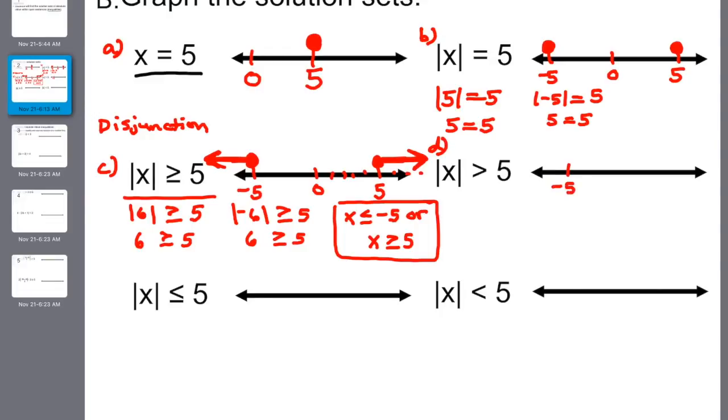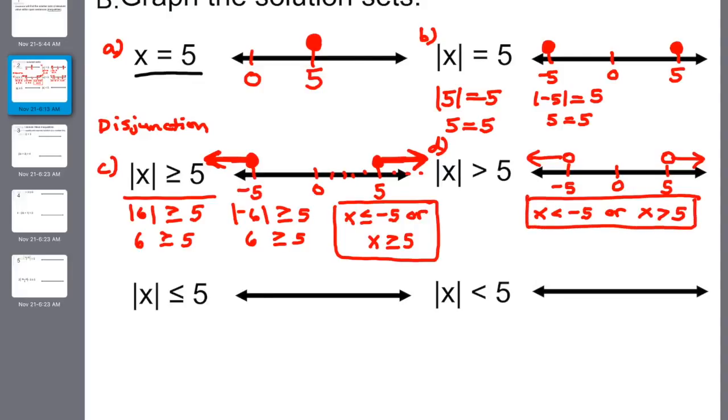So we're going to say here that we're going to have negative 5 as a boundary point, positive 5 as a boundary point. We'll put 0 on there too, but now we're going to have an open circle going to the right, and on the left side an open circle going to the left. This would be x is less than negative 5, or x could be greater than 5. So once again, another disjunction, because our answer could be over on the right side or on the left side.